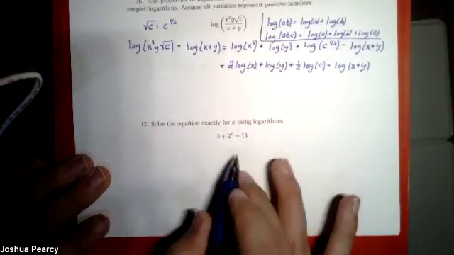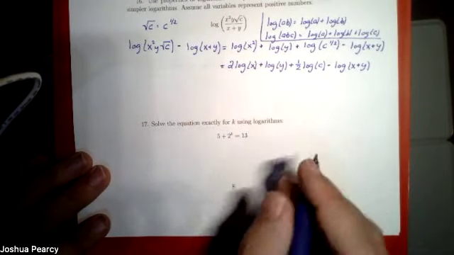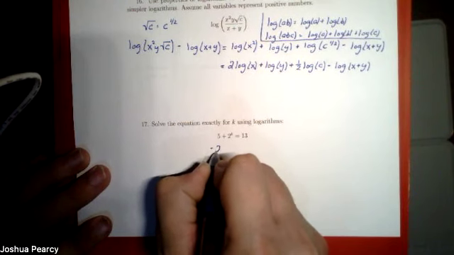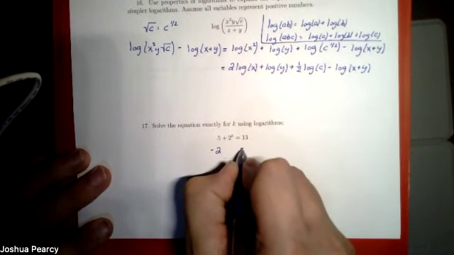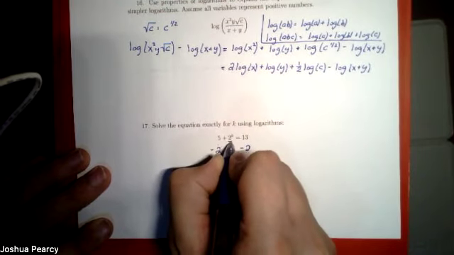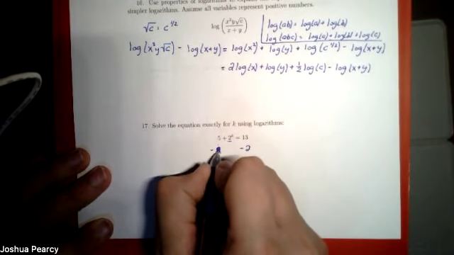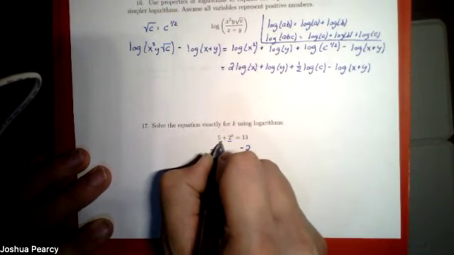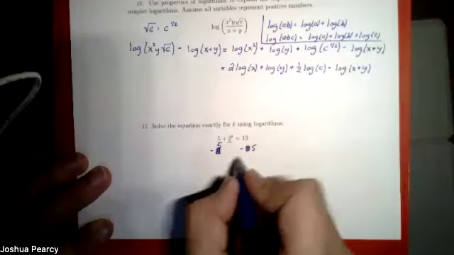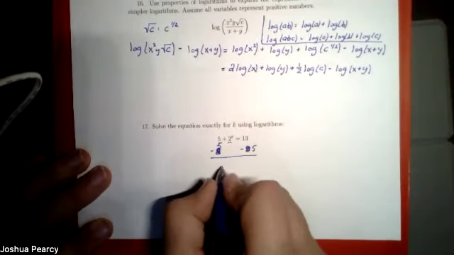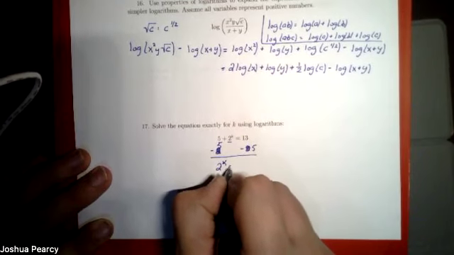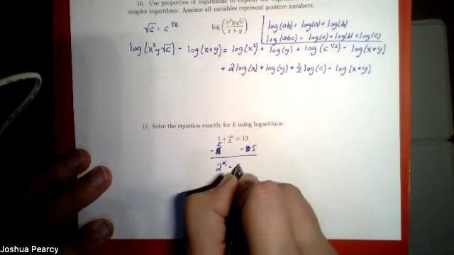Solve the equation exactly for k using logarithms. Here I want to start by subtracting 2 from both sides. Or not 5, not 2, 5. Sorry, I looked at this 2 and thought 2 in my head. So we're going to subtract 5 from both sides. When I do that, this would say 2 to the k is equal to, here we have 8.